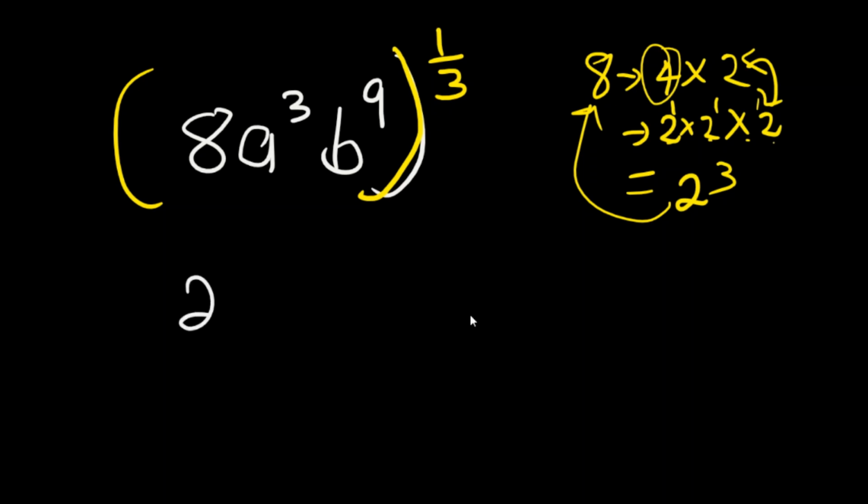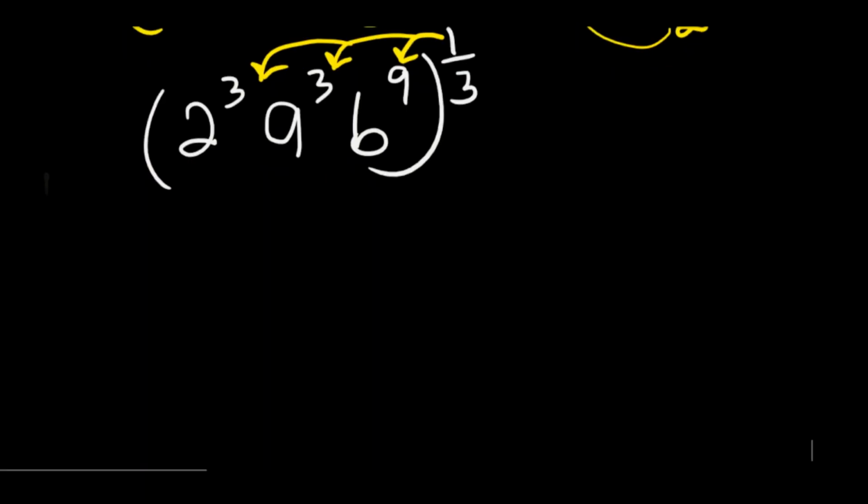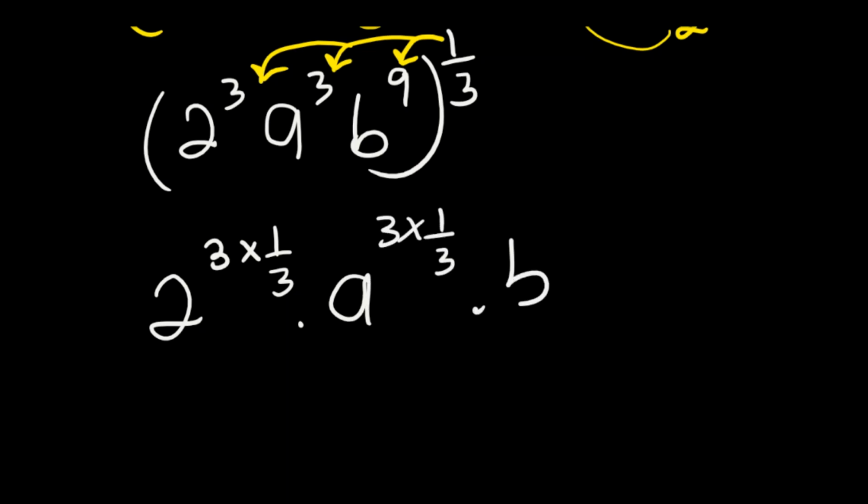So meaning here it's going to be 2 to the power of 3. Let me put in the bracket. And then a to the power of 3, b to the power of 9, right? To the power of 1 over 3. And then now we can multiply the power inside here, right? Multiply it inside. What we will have is this 2 to the power of 3 will multiply the 1 over 3, multiplied by a to the power of 3 will multiply the 1 over 3, multiplied by b to the power of 9 multiplied by 1 over 3.